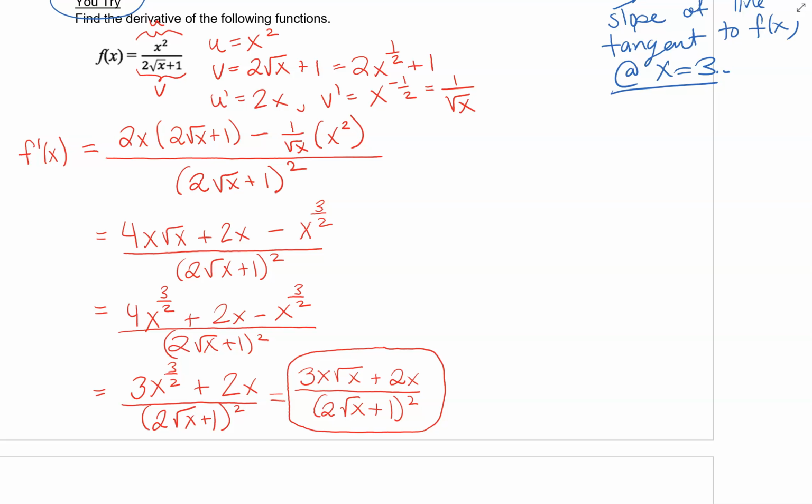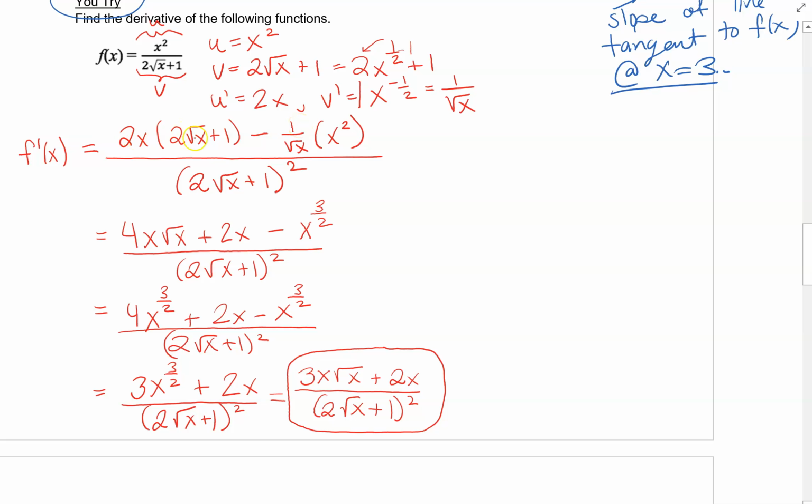So u prime was pretty simple, it was just 2x. V prime, though, I had to think of v as 2x to the 1/2 plus 1. So then if I use the power rule, I would multiply the 1/2 by the 2, which turns it into 1, and then subtract 1 from the power, which turns it into negative 1/2, and then the derivative of 1 is 0. So you could either think of it that way, x to the negative 1/2, or as 1 over the square root of x, which is how I plugged it in my answer.